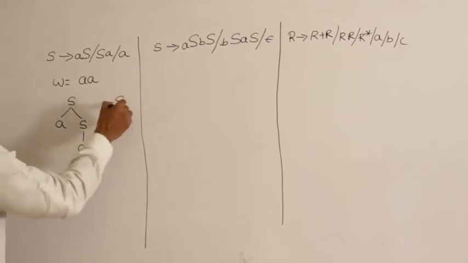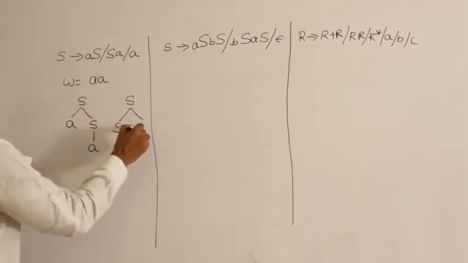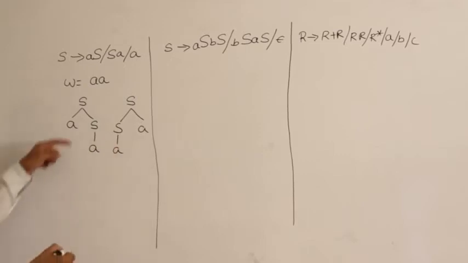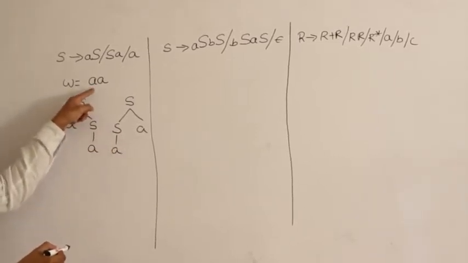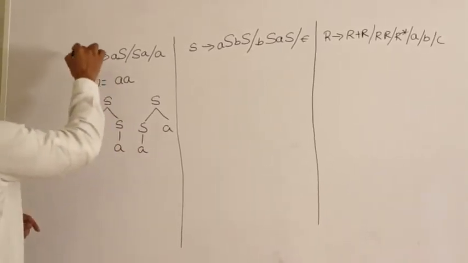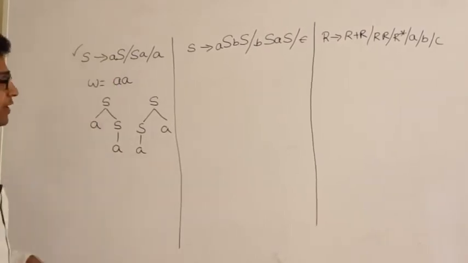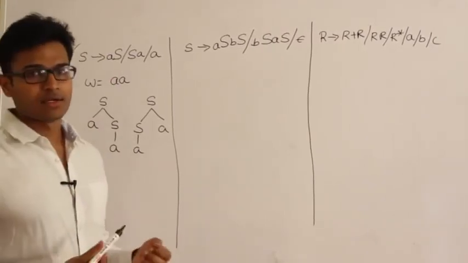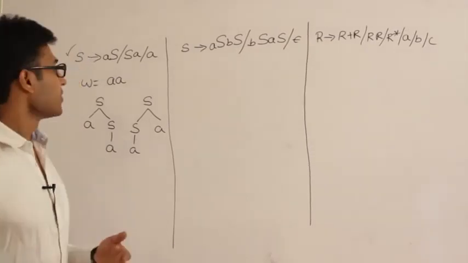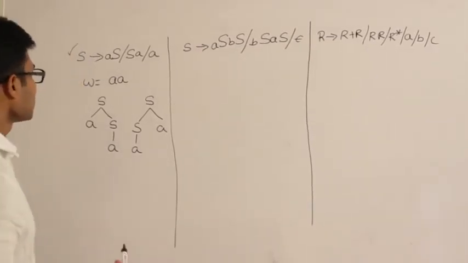Okay, so S derives AS, and this is one parse tree, and S derives SA, and this is another parse tree. Yes, we got two parse trees for the same string from the same grammar. Therefore, we can say that the grammar is ambiguous. You can even try with two LMDs or two RMDs, but then maybe you might have to try with a different string.